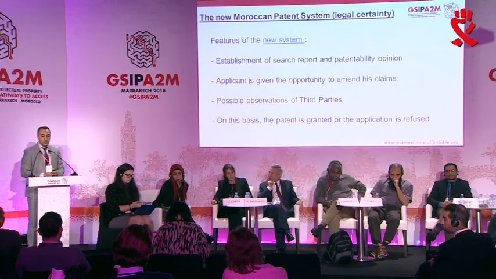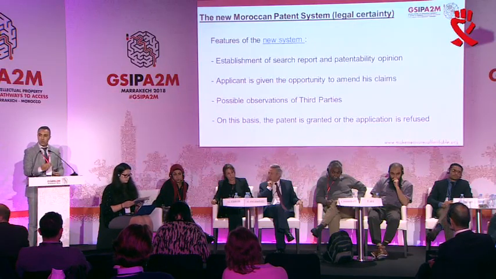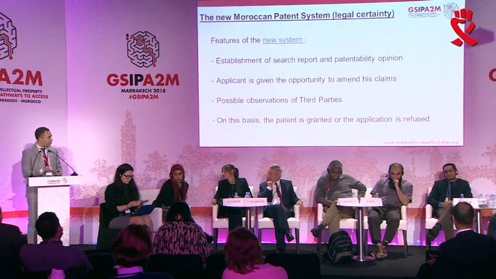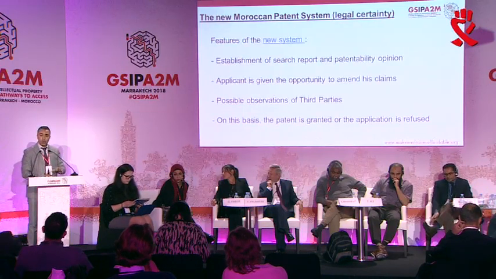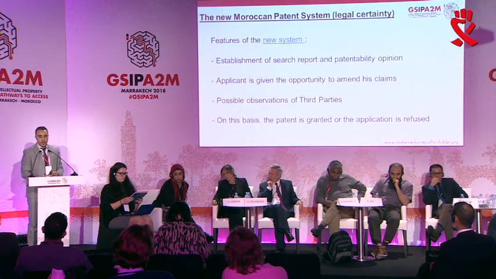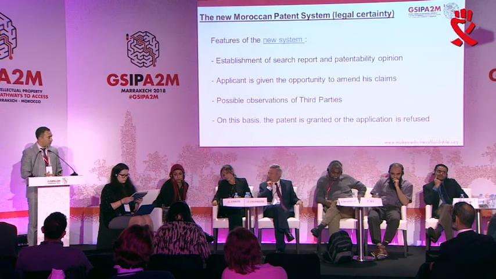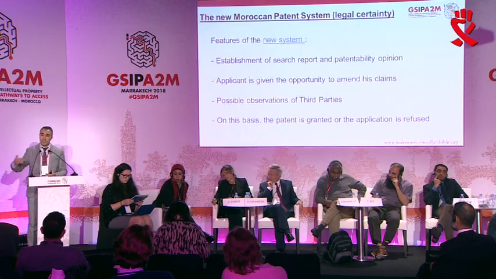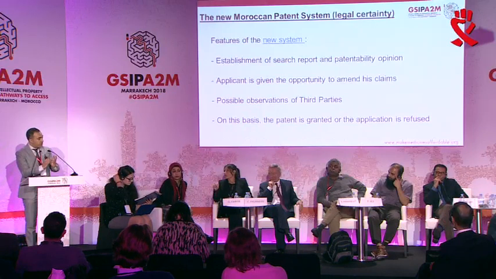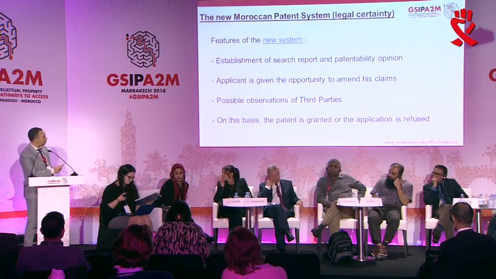J'aimerais juste signaler, je vais vous donner un chiffre : le taux de rejet, après avoir mis en place ce système d'examen, le taux de rejet des demandes de brevets à l'OMPIC avoisine les 55%. Donc on était dans un système à enregistrement où tout passait, tout était sanctionné par un brevet, et on est dans un système à examen où quand même il y a un filtre qui est assez important.